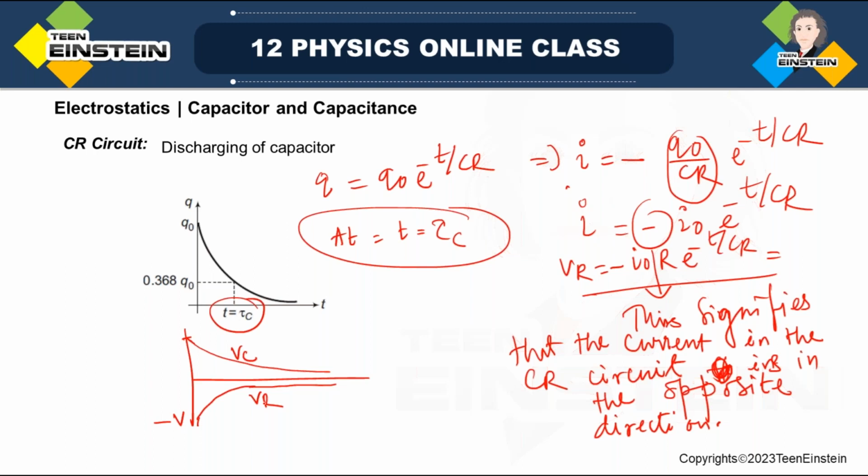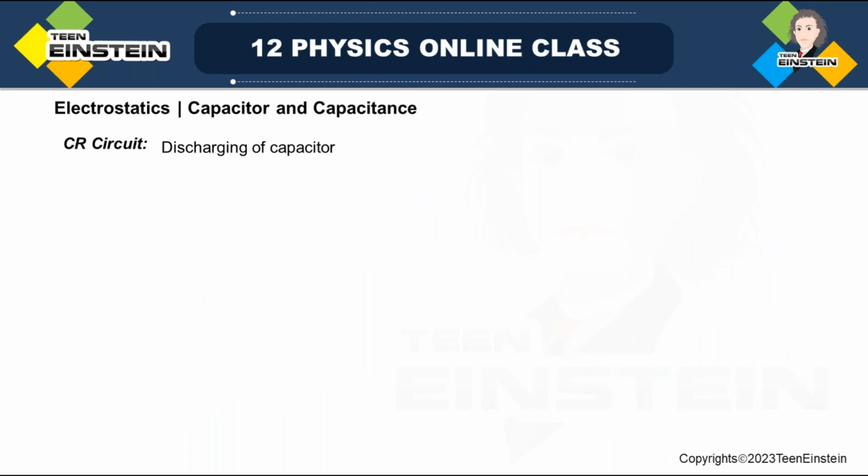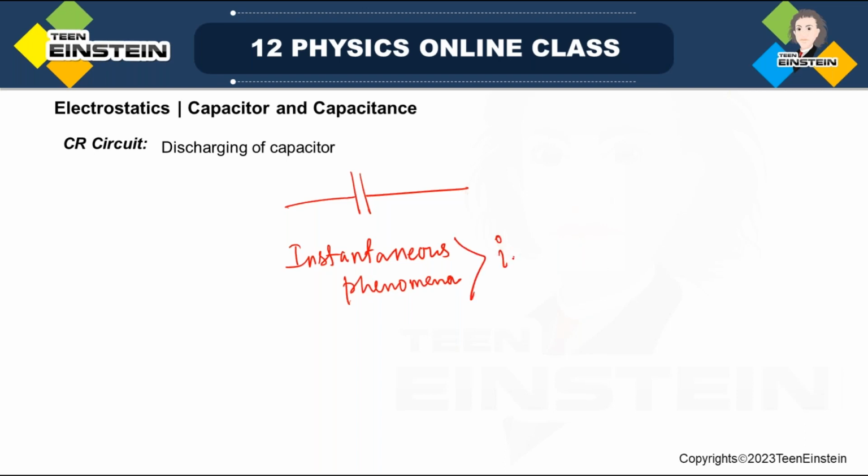Sometimes in your exam there will be a question on instantaneous phenomena with a capacitor, after closing the battery. Instantaneous phenomena means as soon as you switch on the battery of the circuit, what happens to the current in the circuit? Current will be maximum initially.